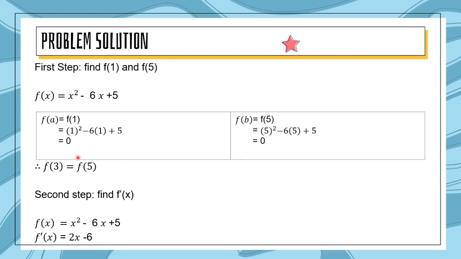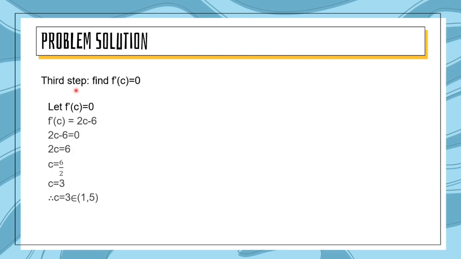And the answer is both of the interval is 0, so f3 is equivalent with f5. For the second step, we have to find f prime x. The function is x squared minus 6x plus 5, so we have to differentiate. So x squared becomes 2x and negative 6x becomes negative 6. For the last step, we just have to find f prime c.